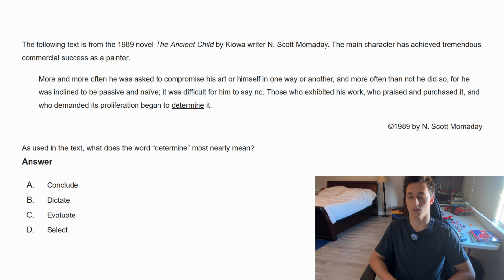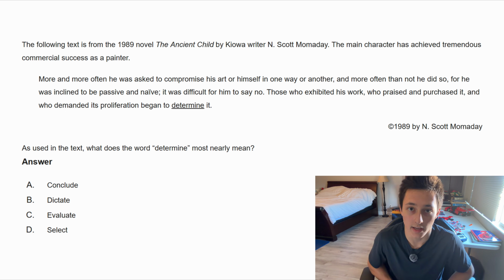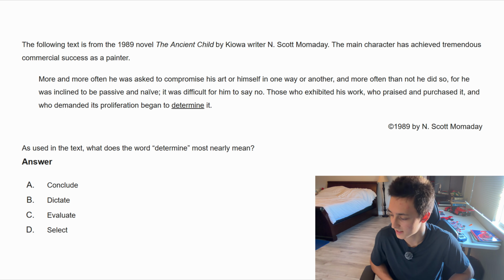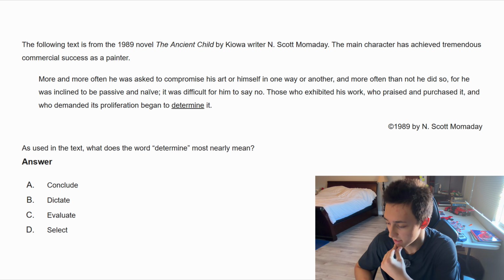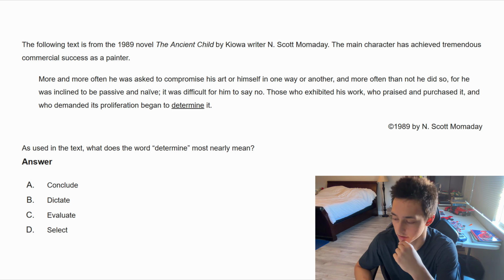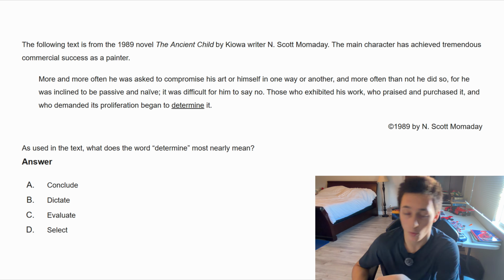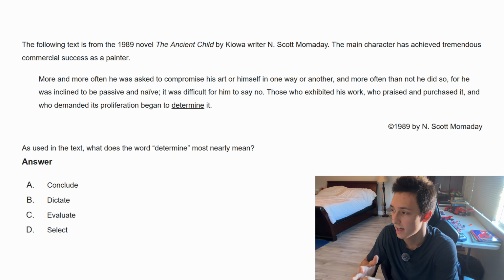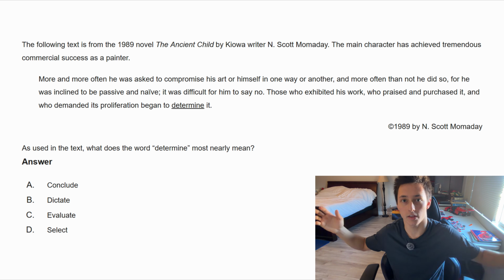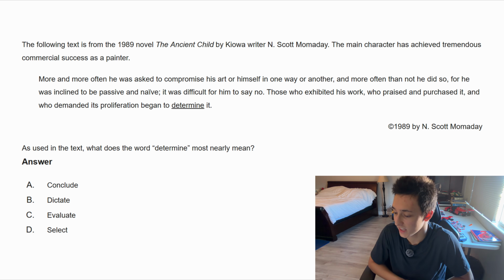So if we look at the answer choices, what most closely aligns with that? This one's tricky, guys. I can't lie, this one's tricky. Conclude doesn't make sense because that would be like saying they began to find the end of it, and because conclude is like the ending, right? That's not right. Dictate is a very attractive answer choice here, guys. It's very attractive because if they began to dictate it, that basically means that they have a say in what it is, and I think that's exactly what it's saying. They are the ones saying what they want his art to be, and he is basically going into their mold, like what they want it to be. So I like that answer choice.